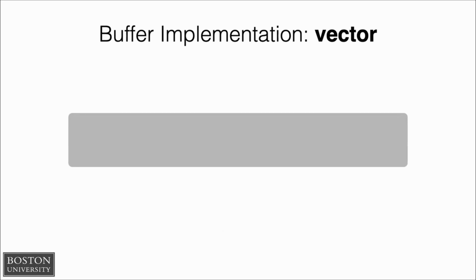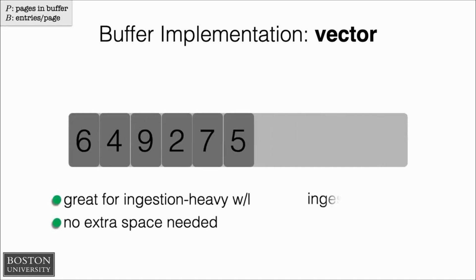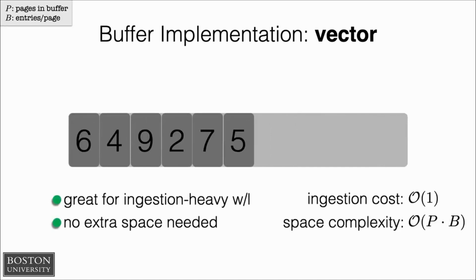This plays a key role in how much throughput we can gain when we are ingesting data. Classically, a buffer has been implemented as a vector. So when we are ingesting data, we can simply append them. And appending data, as we all know, is really cheap. And also, it does not require any extra space for storing the data in memory.